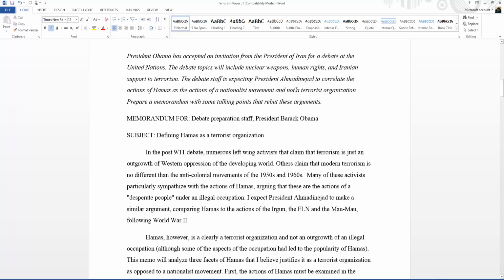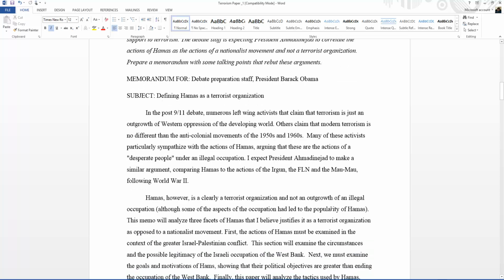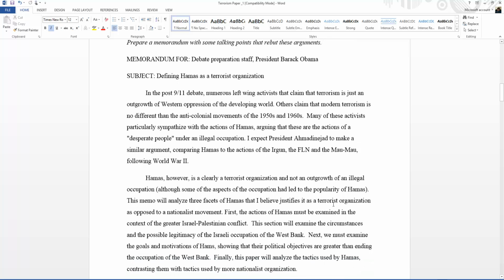This paper's a little old, but he's debating Ahmadinejad, and he wants to counter the argument that he's going to get, that Hamas is just a bunch of freedom fighters. They're not terrorists. They're just like the FLN, the Irgun, and the freedom fighters beforehand.